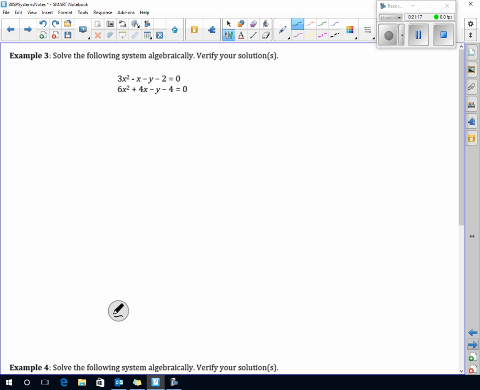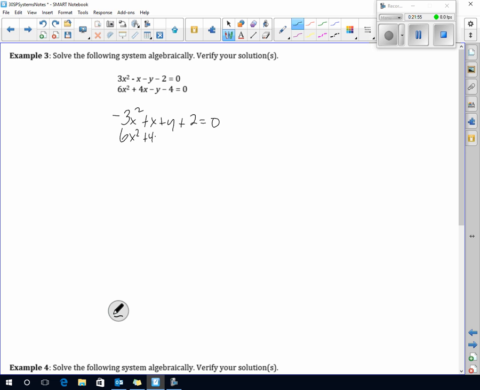Okay, let's try this one now. This one works nicely for whole numbers. Okay, so for elimination, what we do is we need to have one variable to eliminate, and I can see the y's are set up nicely to eliminate if I switch one of the equation signs. So if I switch this sign and get negative 3x squared plus x plus y plus 2 equals 0, and 6x squared plus 4x minus y minus 4 equals 0. Do you see if you add them now, the y's will eliminate? Plus y minus y.